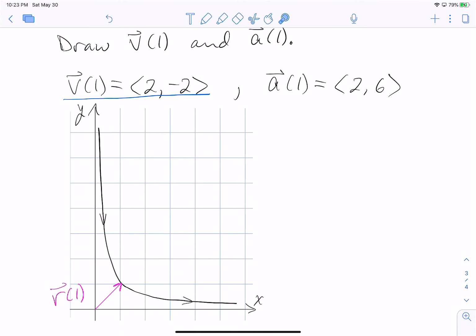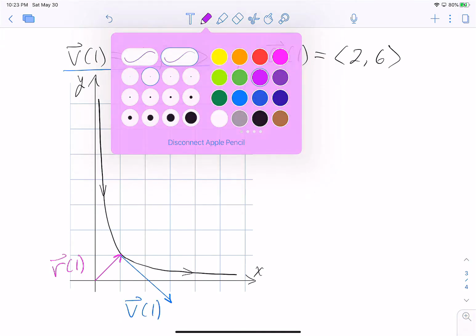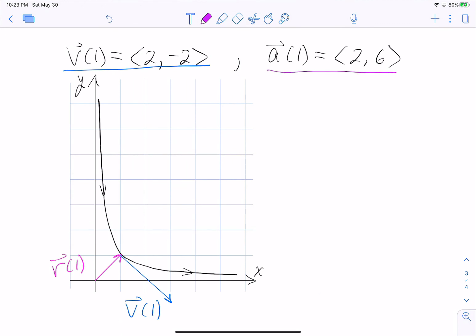The velocity vector is ⟨2, negative 2⟩. With its tail at (1, 1), the vector ⟨2, negative 2⟩ is going to be about right there. So that's the velocity vector at t equals 1. The acceleration vector at r of 1 is ⟨2, 6⟩. And so from, again, that point (1, 1), we're going to go 2 units over and 6 units up. And that gives us a of 1.